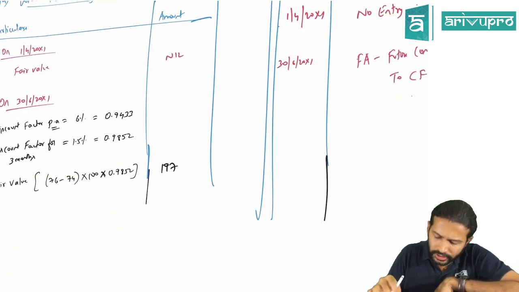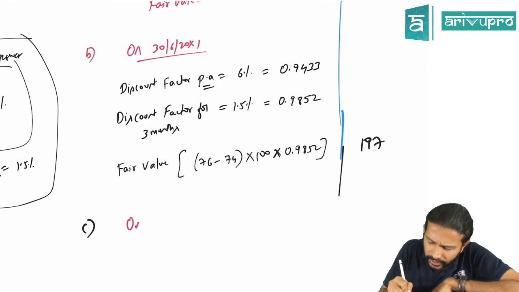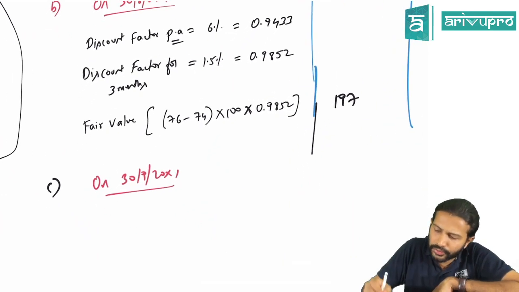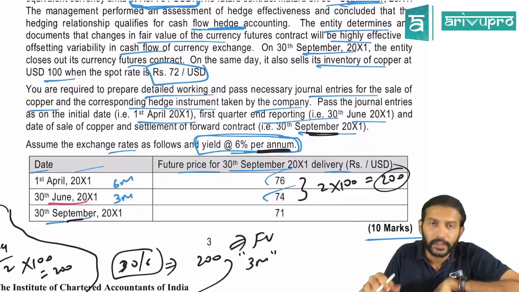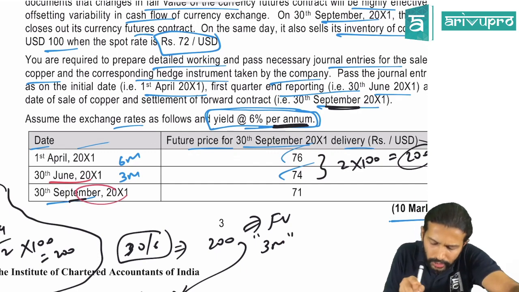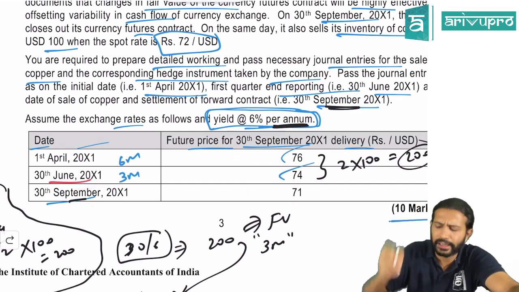On the same funda, similarly, next I need to get the contract ending date. That is on 30th September 20x1. Let's find this out. Now check what happened. I have a right to sell dollars at 76. Now on 30th September, the rate has become 71. The final rate is 71.